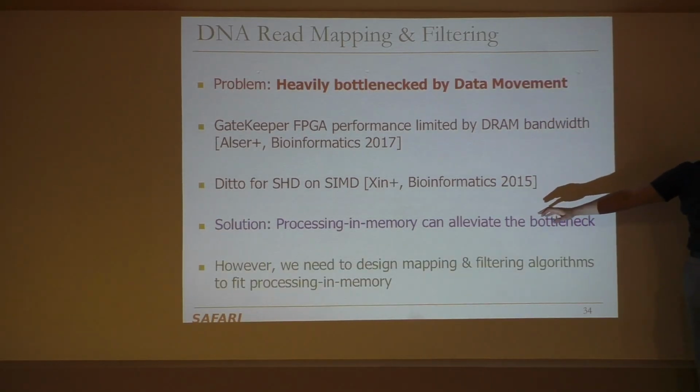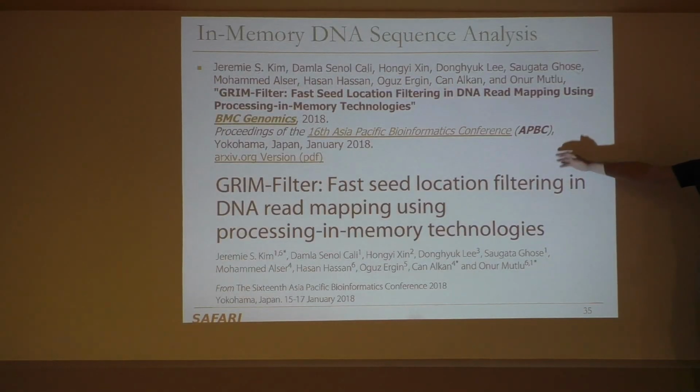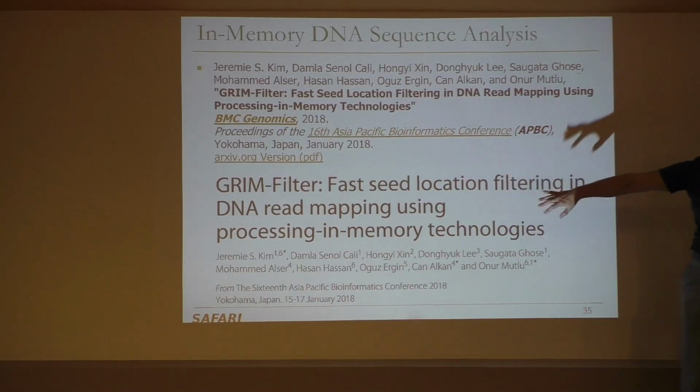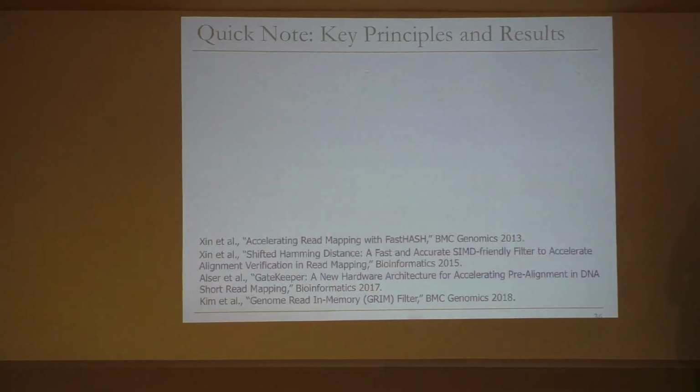However, of course, whenever you change the paradigm so that you're processing data somewhere other than the processor, you need to design the mapping and filtering algorithms to fit processing in memory. And we're going to talk a lot about processing in memory during this lecture, or processing near data generally. But one example is a work that we did last year that shows that you can speed up the mapper significantly and make it more efficient if you shift it to the memory side. But there's a lot more work to be done in this area, in my opinion.